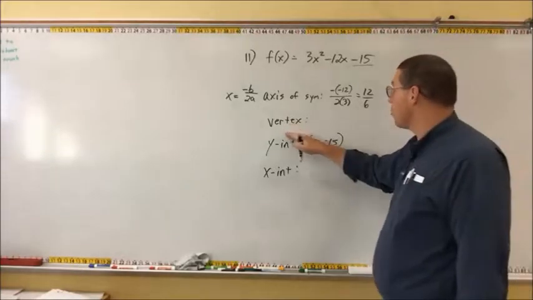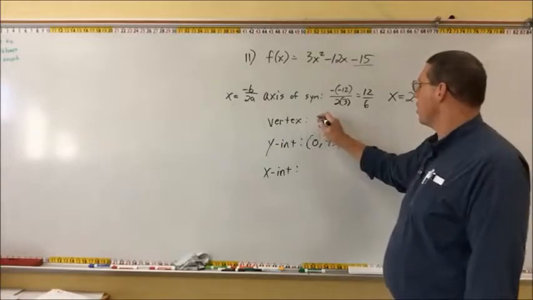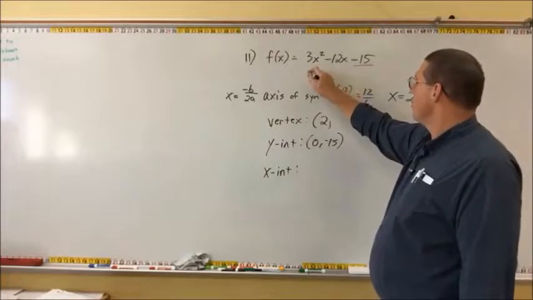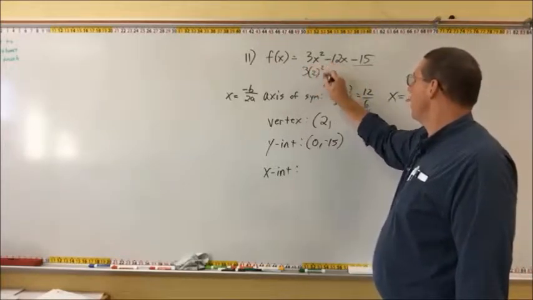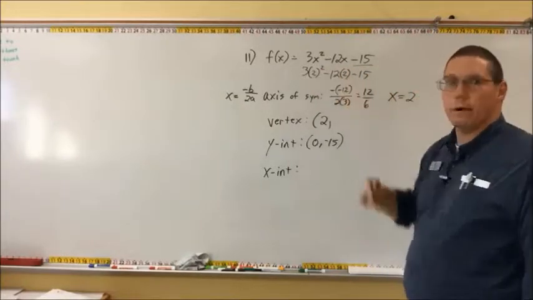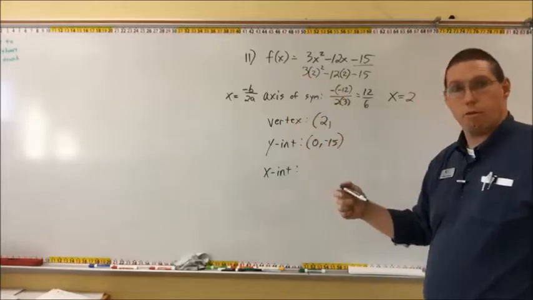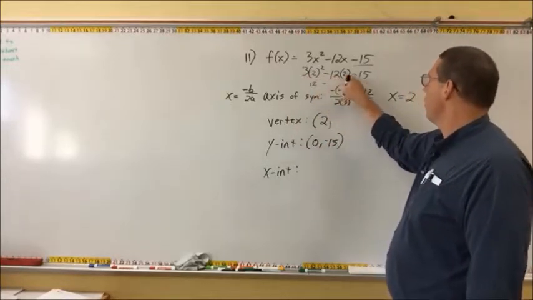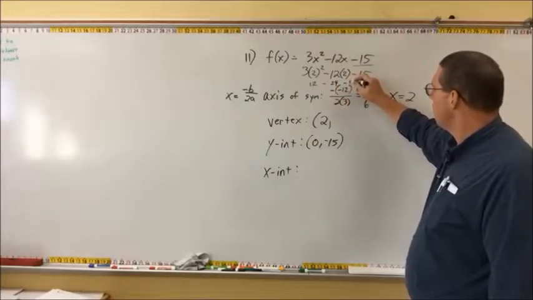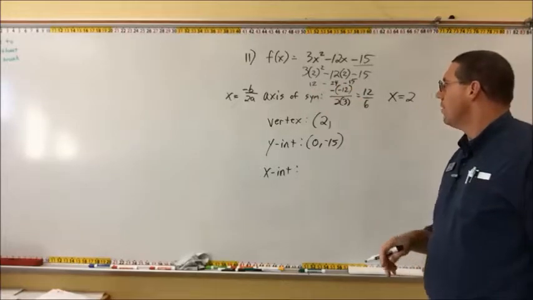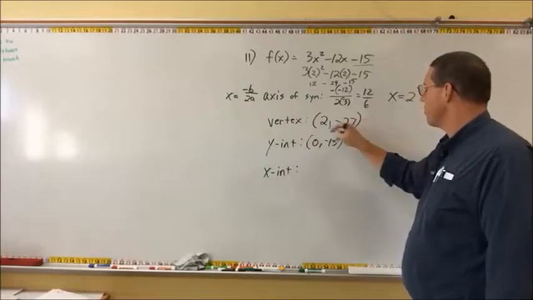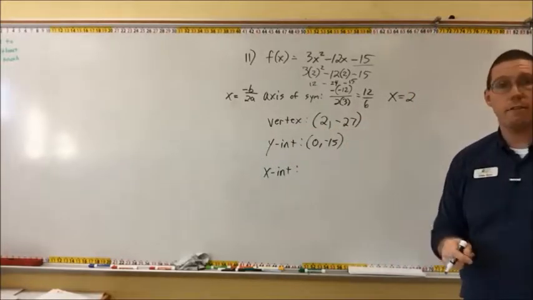Now to find the vertex, the x-coordinate is 2, and then we just plug that into the function. So 3 times 2 squared minus 12 times 2 minus 15. Well, 2 squared is 4, times 3 is 12. So we have 12 minus 12 times 2, which is 24, and then minus 15. 12 minus 24 is negative 12. Negative 12 minus 15 is negative 27. So the vertex is at (2, -27).